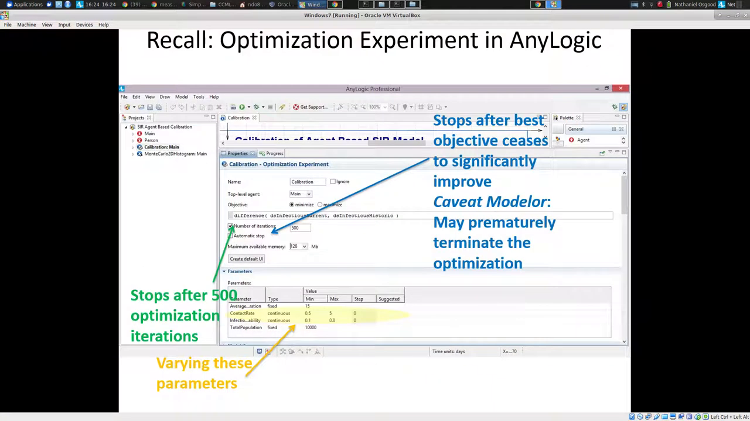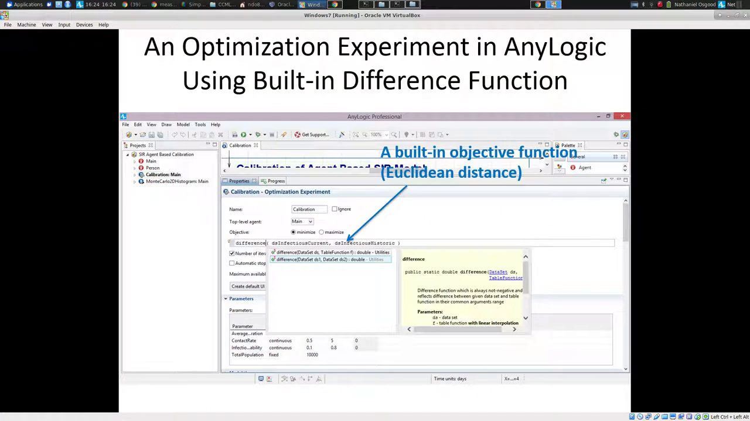Now, I'm not going to go into it, but here, for those who are AnyLogic users, in a calibration or in an optimization experiment, I typically just use an optimization experiment. You can specify for parameters the range in which they should be varied, and whether they're to be varied on a continuous basis or discrete basis. You can specify the number of iterations that you want it to run. I'd again generally suggest in the thousands for an industrial strength result, but you can run smaller number of iterations for exploratory runs very typically, and that's what we do.